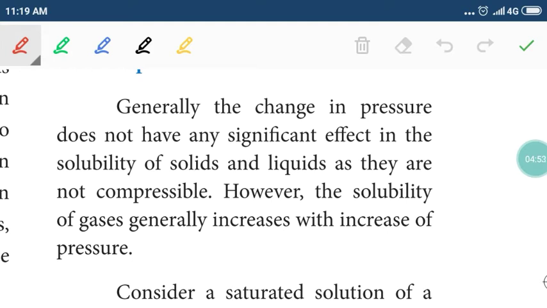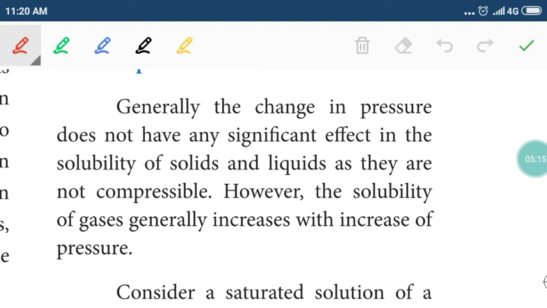You may add sodium chloride in water or alcohol in water. In these two dissolution processes, pressure will not make any changes because the molecules are closely packed, they are incompressible in nature. But think about gas dissolved in liquid solvent. So here pressure is playing a major role.